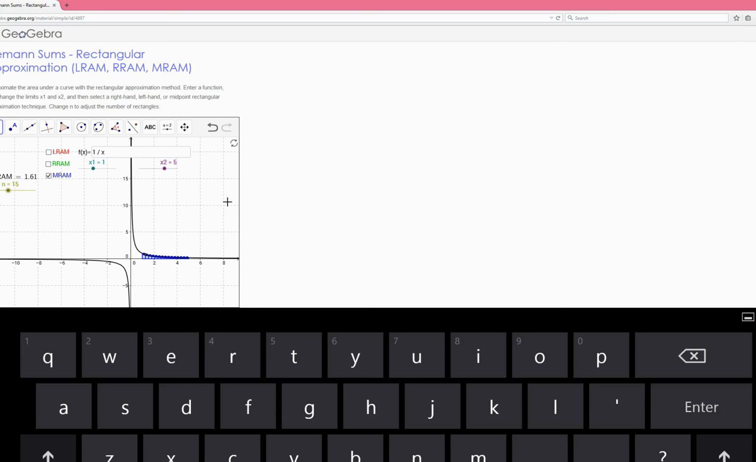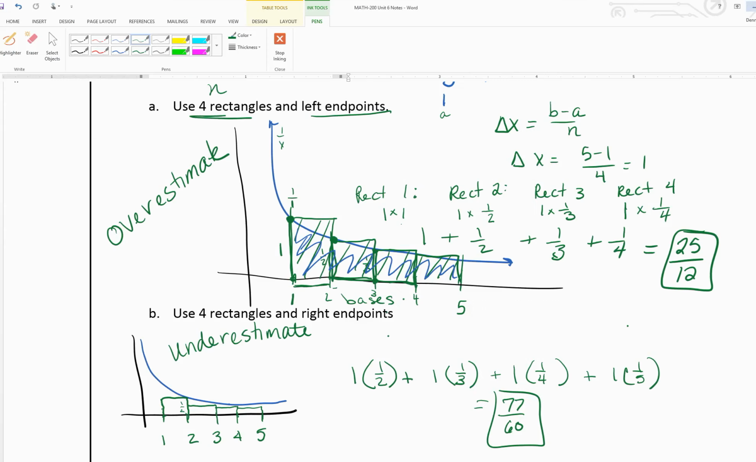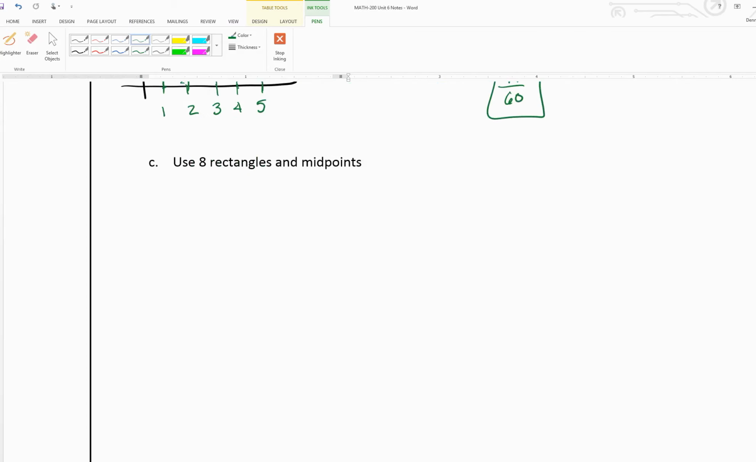So I know this is kind of small, but the thing you should be getting from here is that the more rectangles you do, the bigger your n is, the better estimation. And ideally what we'd want to do is take that limit of n up to infinity. Okay, so now obviously we can't do infinitely many or even a ton of rectangles by hand. So what we're going to do here is use 8 rectangles and use the midpoints of those rectangles.